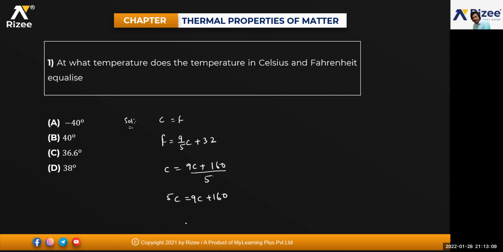Take all the C terms on one side. So this will become C is equal to minus 40. So that will be the answer, minus 40 degrees centigrade. Got it everyone? Done? Okay, next question.